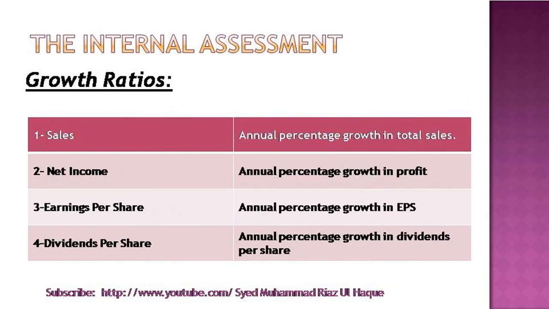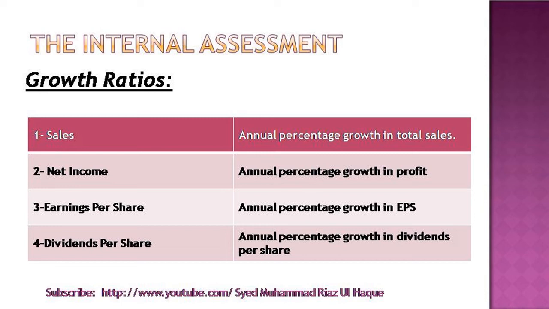So the last we have is the growth ratios. In growth ratios we have sales. How can you calculate sales growth? Annual percentage growth in total sales, and it tells the firm's growth rate in sales. Second, net income, which you can calculate as annual percentage growth in profits, and it tells the firm's growth rate in profits.